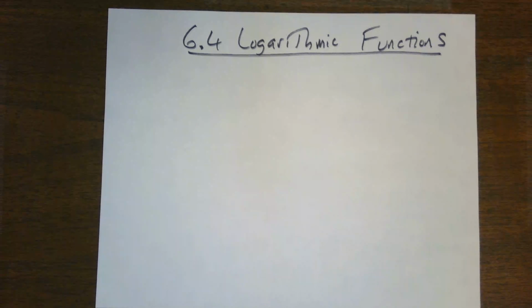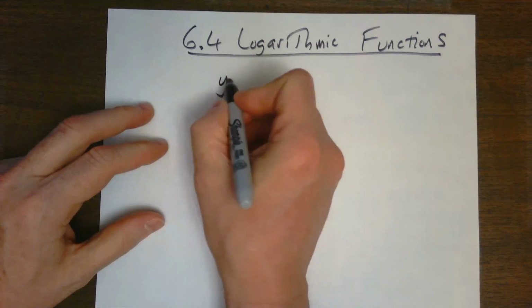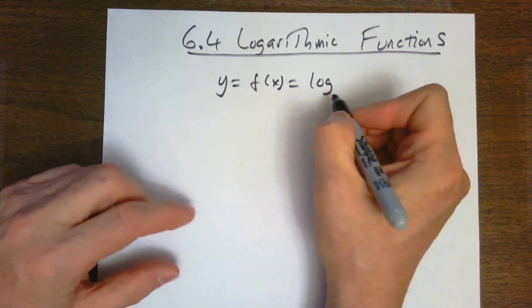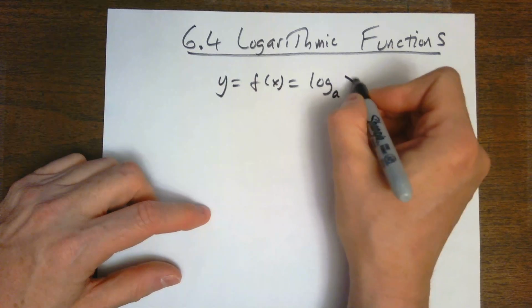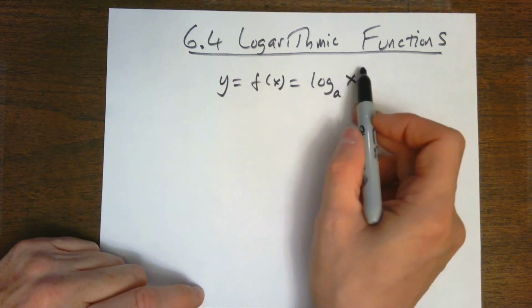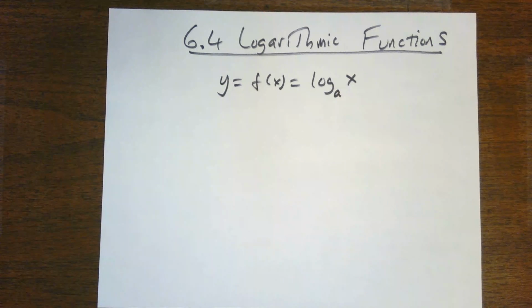A typical logarithmic function might look something like this. y is f of x equals log base a of x. And I suppose I could have some number here or an exponent here. I could have some other constants here. But this is the typical type of logarithmic function.